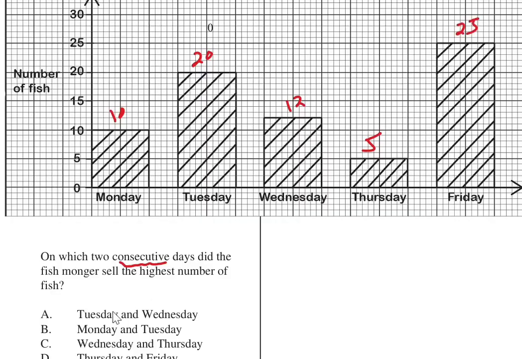So consecutive inamaanisha zimefuatana. So kazi yetu ni ku-add. So tuangalia hapa Tuesday and Wednesday. So tuna add Tuesday na Wednesday. How many fish? So hapa ni 32.